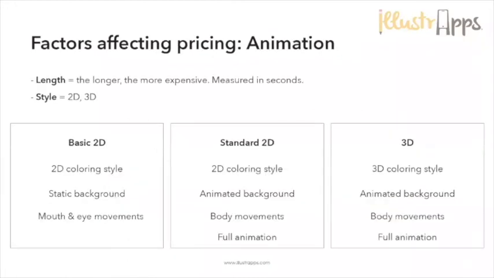For animation, two things also. One is length. Length is a key thing, and it is usually measured in seconds. So if you want a 1 minute animation, then you're looking at 60 seconds. And when it comes to animation, the longer, the more expensive.